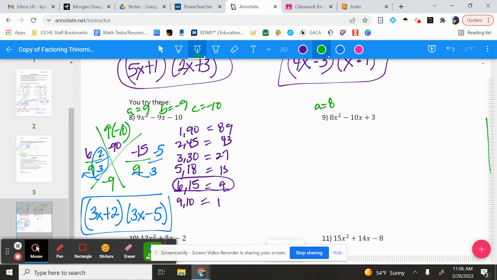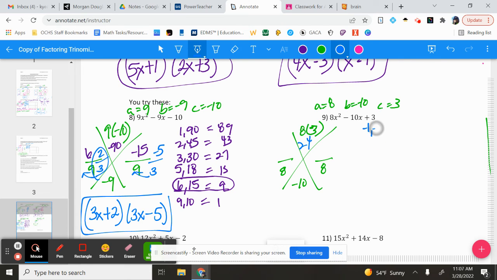My A value for number 9 is 8. My B value is negative 10, while my C value is 3. I'm going to put those into my big X, my bottoms up. So 8 times 3, it's a positive 3, with a negative 10 on the bottom. Each of my factors are going to be divided by my A value, in this case, 8. So 8 times 3 is 24. Because I notice the bottom here is negative, I know both my signs need to be negative.